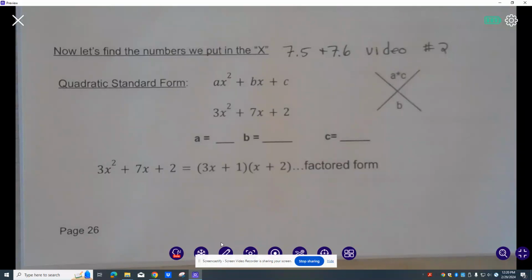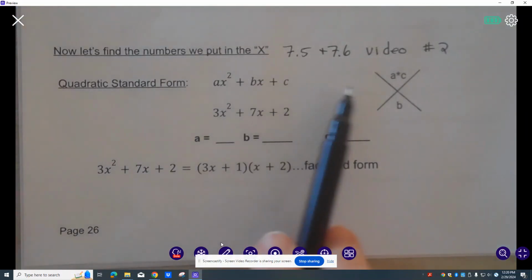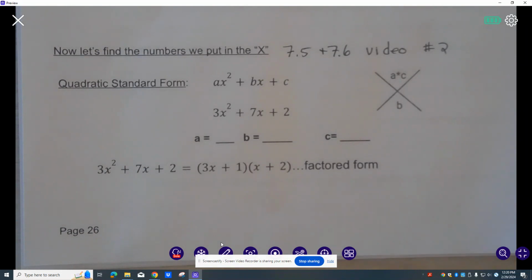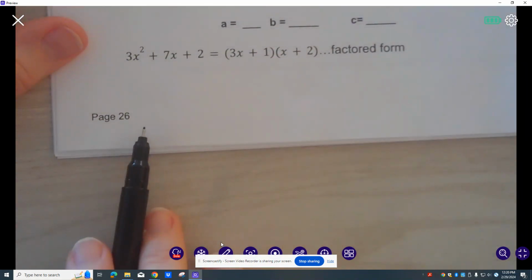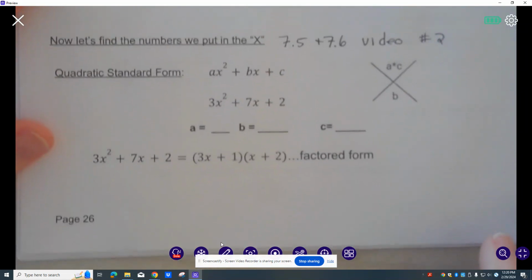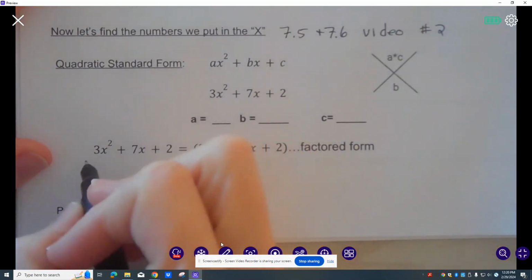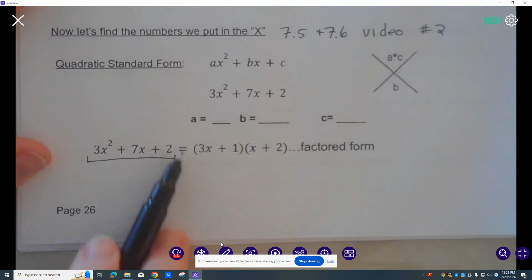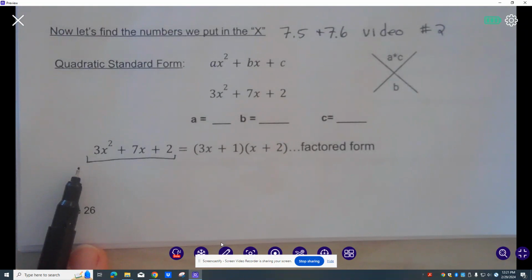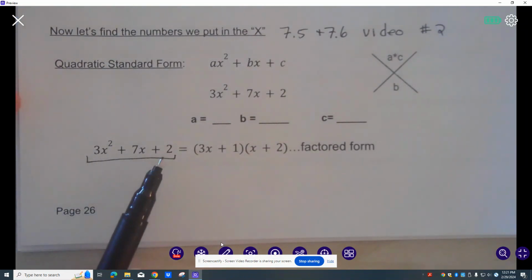This is the second video for lessons 7.5 and 7.6, factoring using Xbox. So we are on page 26 at the bottom. A couple things I want to show you here. First of all, this down on the bottom. This is what the problem is going to look like when you get it. So you're going to be given something like this, and you're going to be told to factor this.